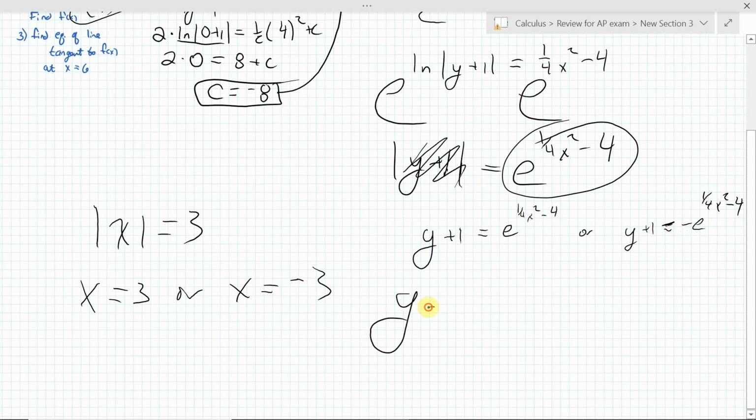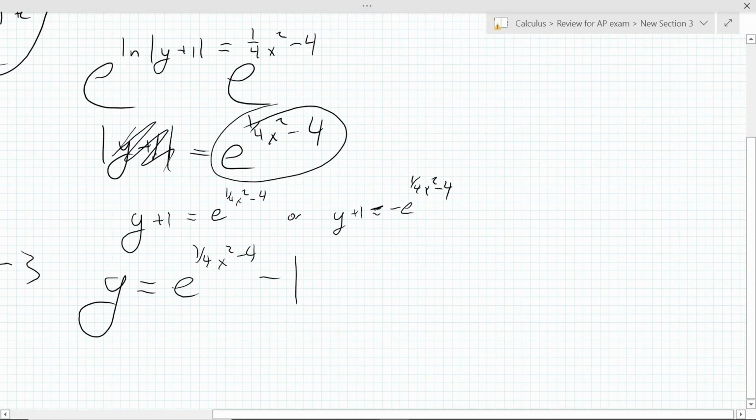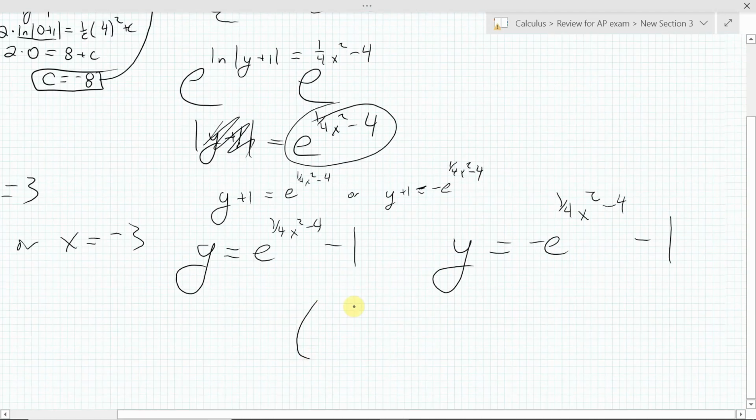And this one on the left is going to say that y is equal to a quarter x squared minus 4, that whole thing minus 1. And this one is going to say, so it looks like there's two solutions to this. But remember, we have a point, 4 comma 0, which means it must satisfy the solution here. Otherwise, it's not a point on the solution to the differential equation.